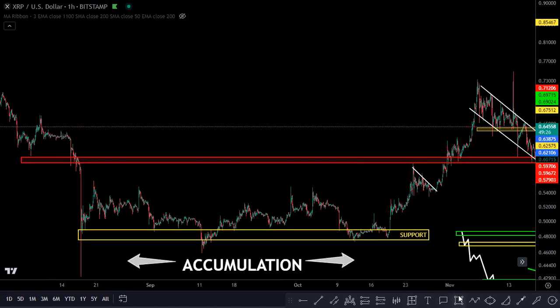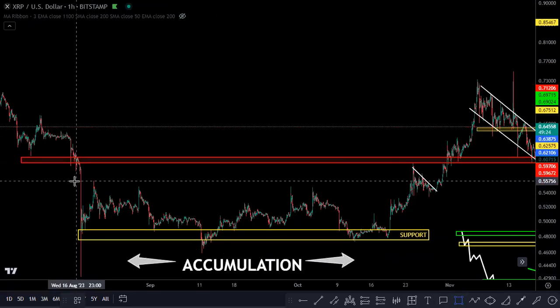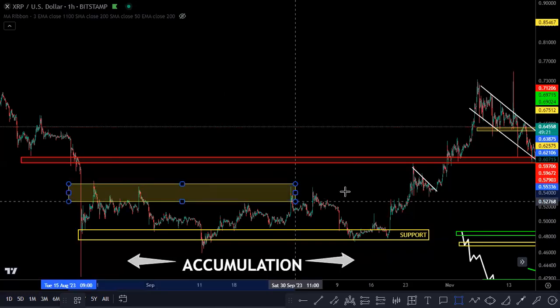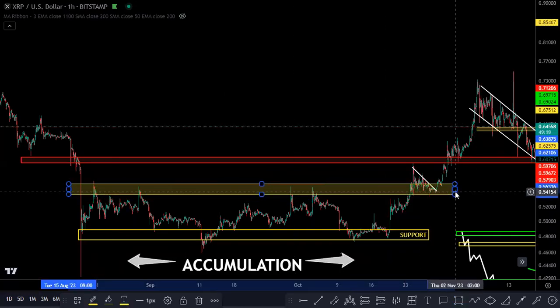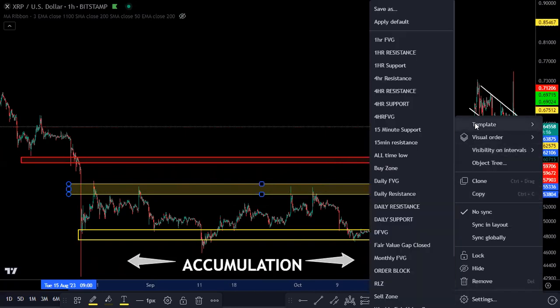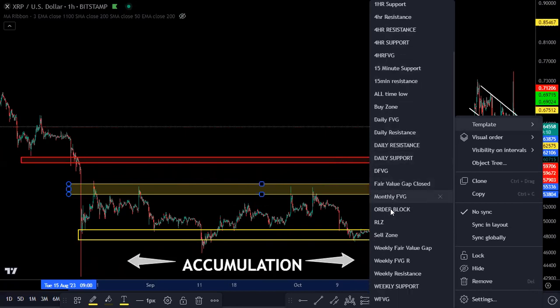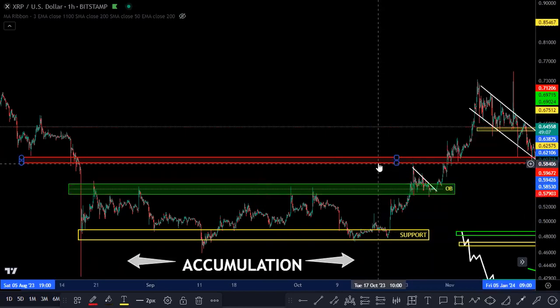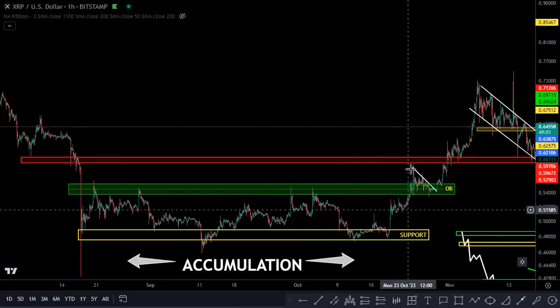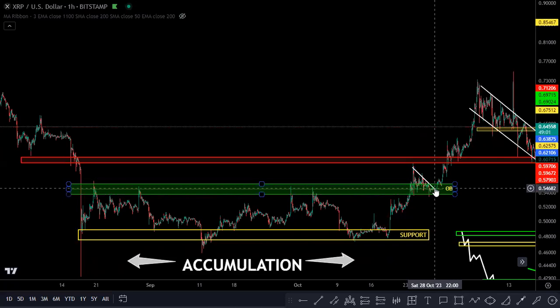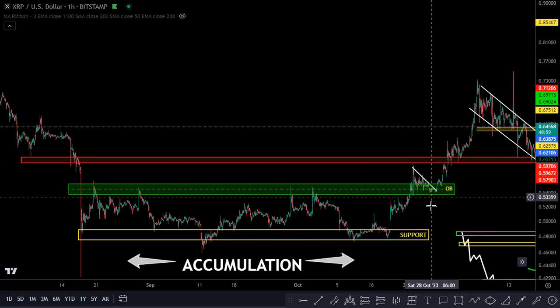So here we're looking at accumulation. So that's a support zone down there, the yellow. We're going to use this right here as the order block. So that's what this means when you see this OB, order block. So we got our impulse out. Here's our wedge as a retest. So we got a retest before when price was down here.